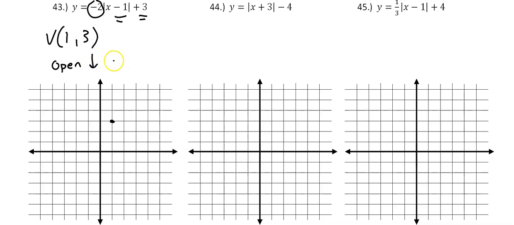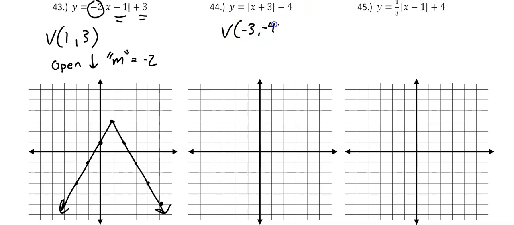So it opens down. And then we use that a value kind of like the slope. Okay, so down 2 over 1, in each direction to make my V. And that's kind of how we use that stuff. And there it is. Same thing with the next one, the vertex. It's opposite of this guy just as it is. So that's (negative 3, negative 4).